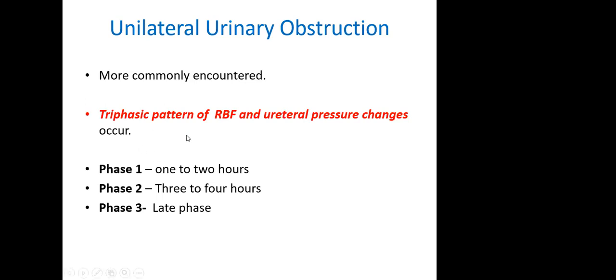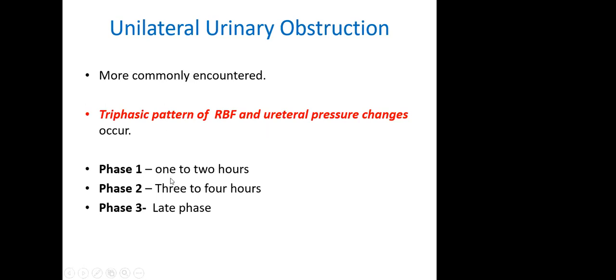So in unilateral obstruction, there are three phases. There will be a triphasic pattern of changes in the kidney. Triphasic means three different phases of changes in the renal blood flow and the GFR occurring during the course of obstruction. This triphasic pattern is seen only in unilateral obstruction. It will not be seen in bilateral urinary tract obstruction.